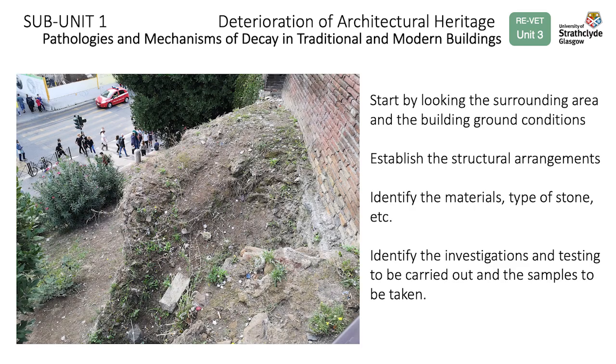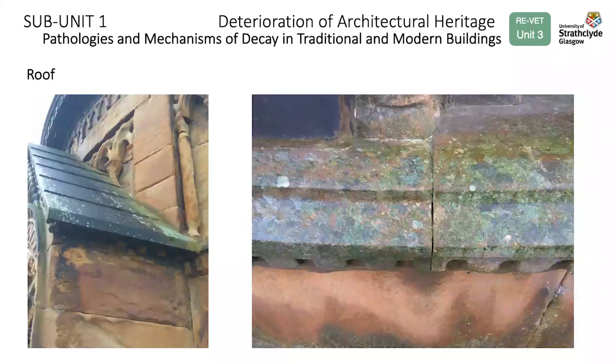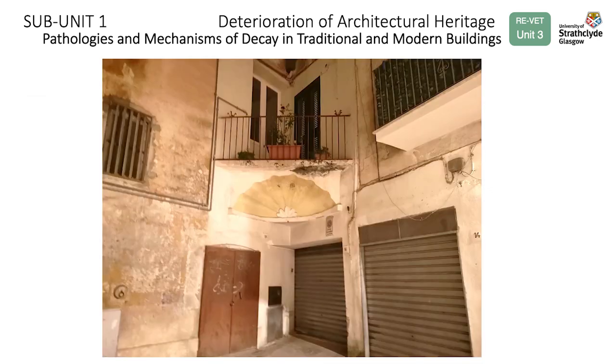Start by looking at the surrounding areas and the building ground conditions. Establish the structural arrangements. Identify the materials, type of stone, etc. Identify the investigations and testing to be carried out and the samples to be taken. In Subunit 2, we will define the methodologies and instruments for this. The roof should be looked at in detail from outside and inside to identify build-up and condition, including roof covering and flashings. Chemical action is only possible in the presence of water.